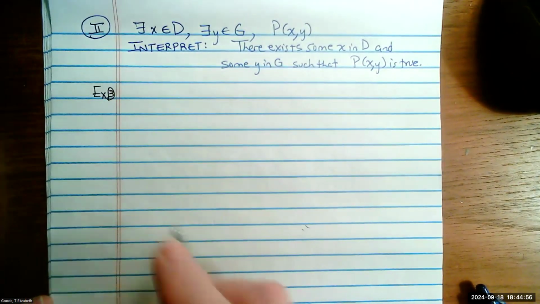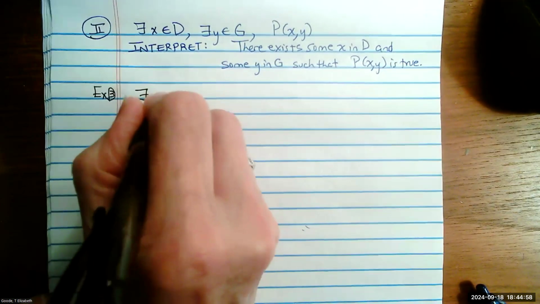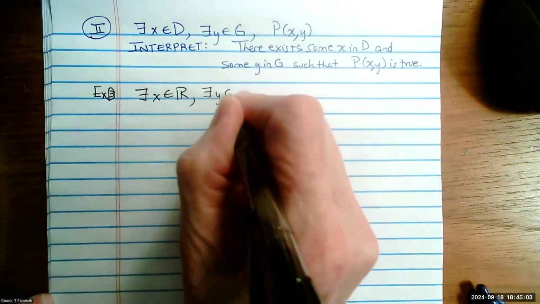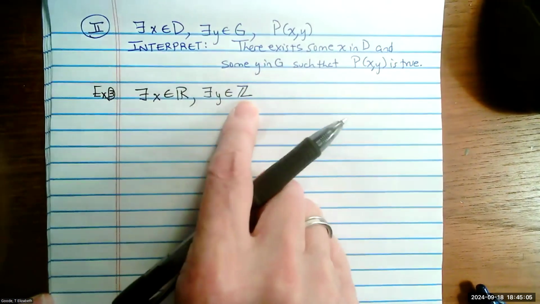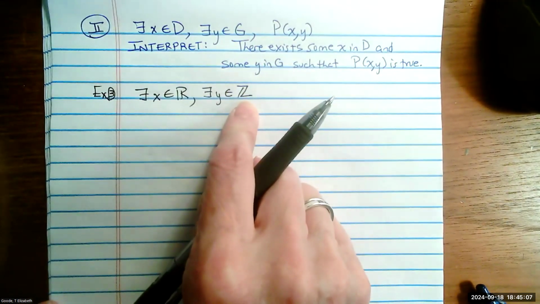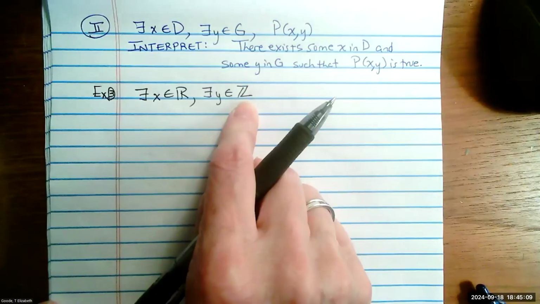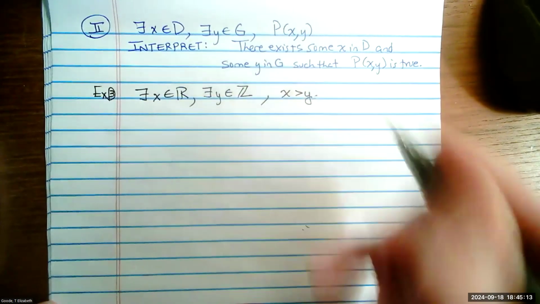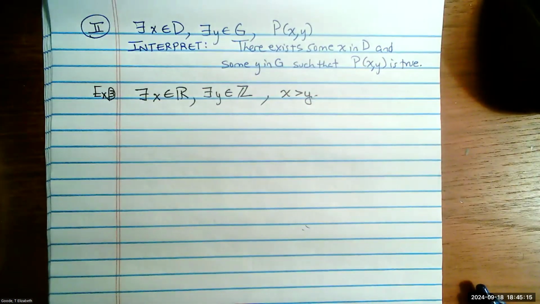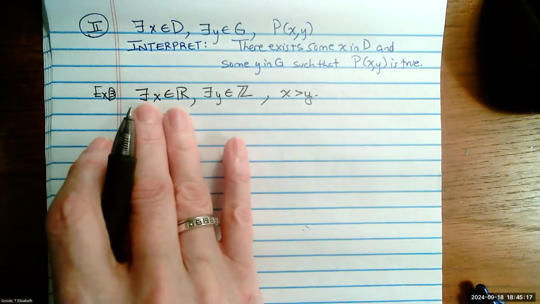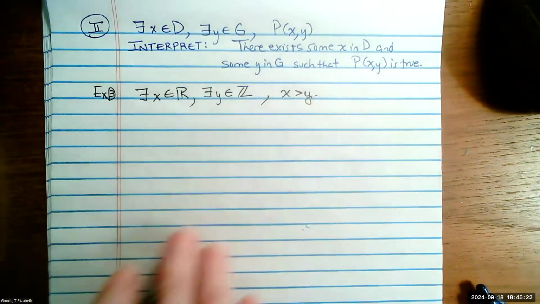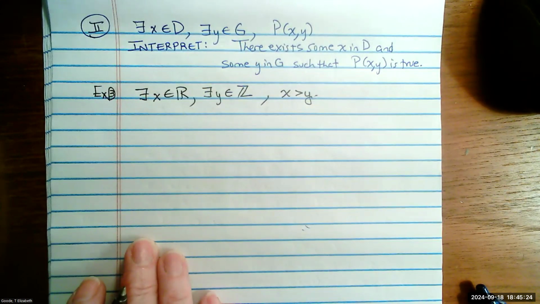Let's do a mathy one. There exists an X in the reals, and there exists a Y in Z. Remember, Z is the integers, right? 0, 1, -1, 2, -2, 3, -3, such that X is greater than Y. So this says there does exist a real number and an integer where the real number is bigger than the integer. And I think we all know that's true.